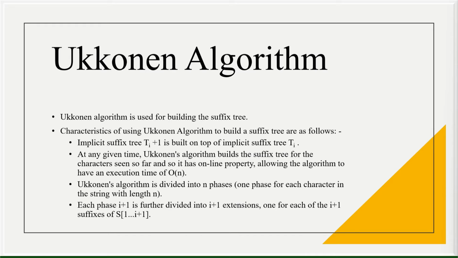What are these extension rules? We will see in the next slide. And basically, each phase i plus 1 is further divided into i plus 1 extensions, one for each of the i plus 1 suffixes of S, from 1 to i plus 1. I will explain what this exactly means. So basically each Ukkonen's tree is divided into different phases, and each phase takes whatever the previous implicit tree was and just adds, or it doesn't do anything. I will explain what the extension rules are so that it will be clear.